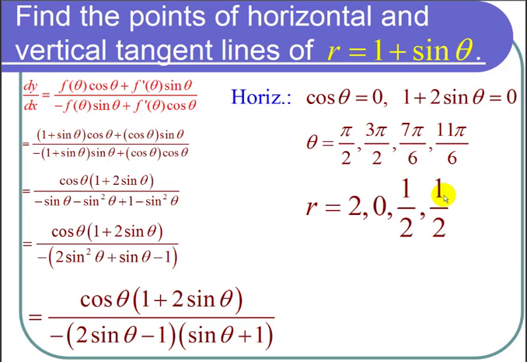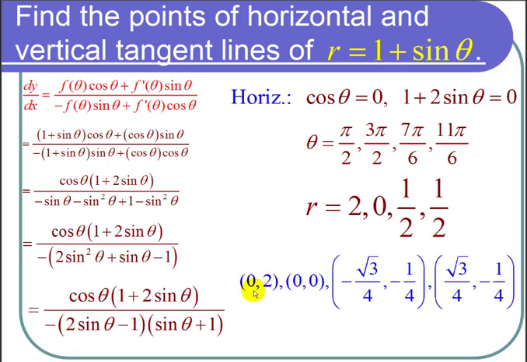I'm going to convert that to rectangular coordinates by remembering that x is equal to r cosine theta and y equals r sine theta. And I got the points 0, 2; 0, 0; negative root 3 over 4, negative a fourth; and root 3 over 4, negative a fourth. And those are my possible points where there's a horizontal tangent line. And we'll see in a minute why I say possible.